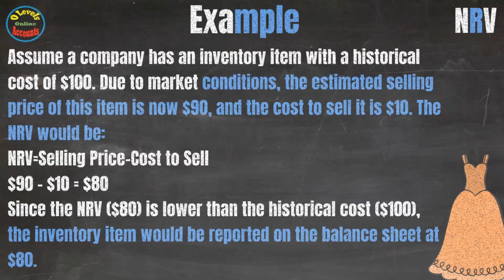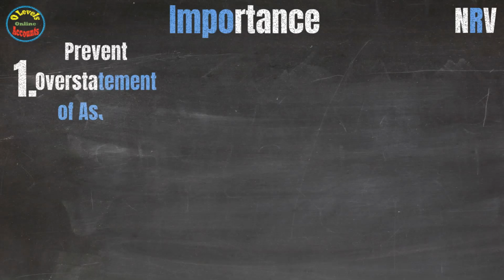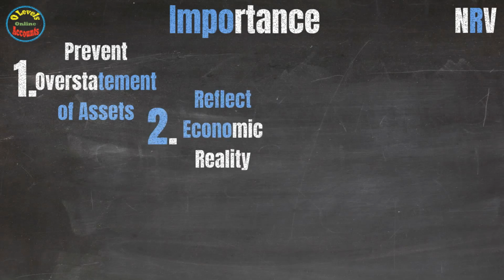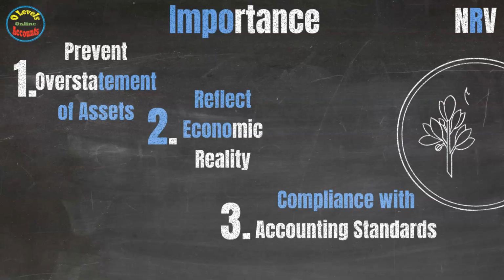Let's check its importance. The importance has 3 points to discuss. The first one is prevent overstatement of assets. By applying lower of cost or net realizable value, companies ensure that their inventory is not reported at an amount higher than what is expected to be realized from its sale. Second point is reflect economic reality. This method helps in reflecting the true economic value of the inventory on the financial statements because of NRV. Third point is compliance with accounting standards. It adheres to accounting standards such as the International Financial Reporting Standards and generally accepted accounting principles.